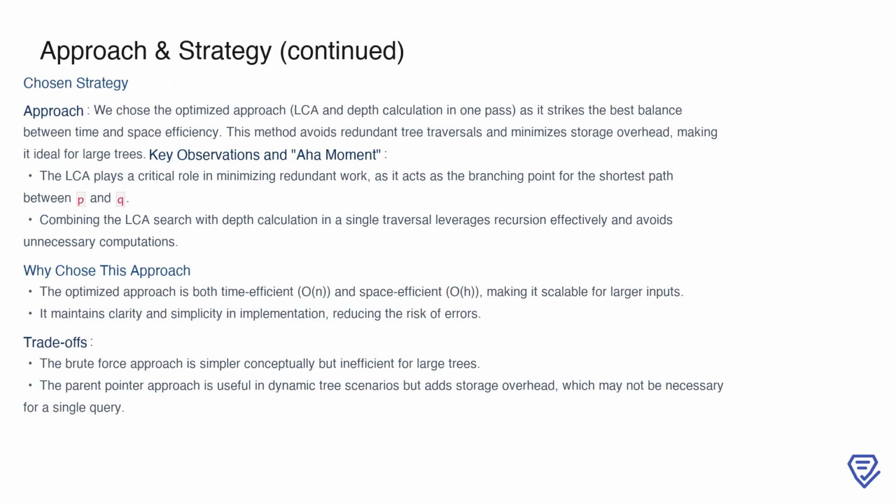For this problem, we chose the optimized approach of finding the LCA and calculating depths in a single traversal. This strategy offers the best balance between time and space efficiency, avoiding redundant tree traversals and minimizing storage overhead. A key observation here is that the LCA is central to solving the problem efficiently, as it serves as the branching point for the shortest path between the two nodes.